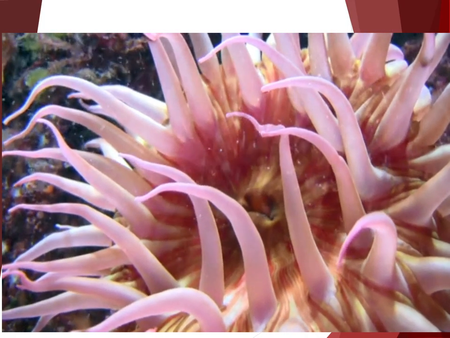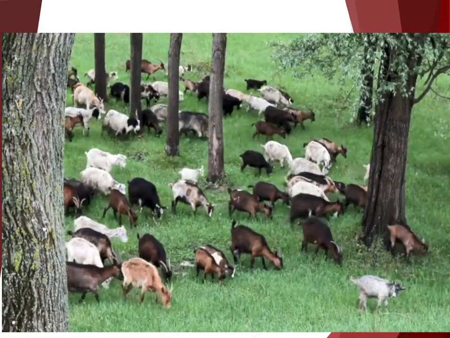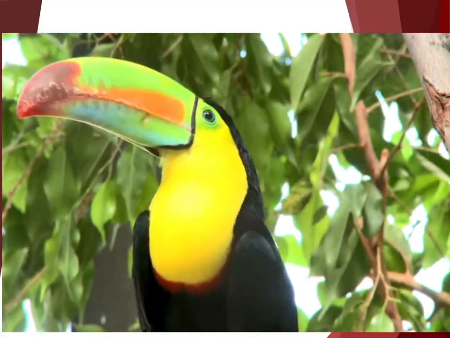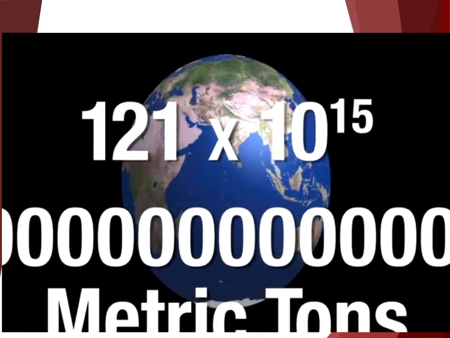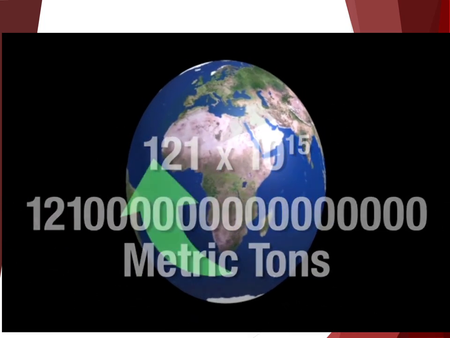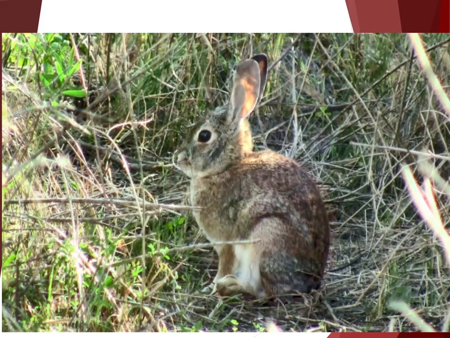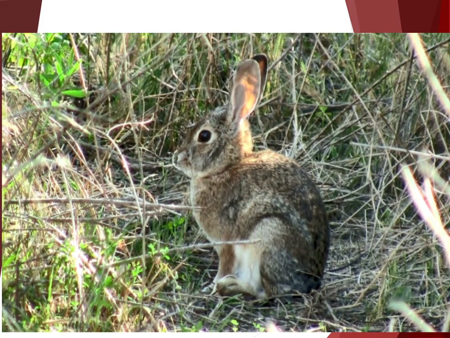The molecules that are needed for the life processes of all organisms, plants, and animals contain carbon as their main structural component. 121 times 10 to the 15th metric tons of carbon are continuously being cycled throughout the Earth's geosphere, hydrosphere, atmosphere, and biosphere. Some of this carbon recycling happens relatively quickly.